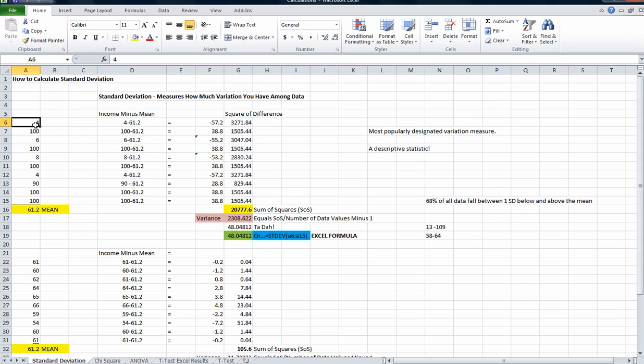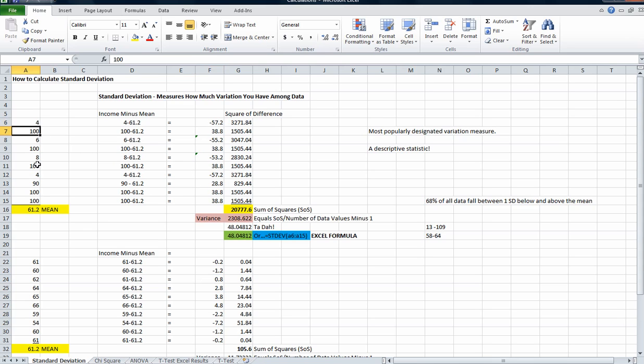So in this case, you would subtract this data point, 4, minus the mean. 4 minus 61.2, you get negative 57.2, and you would square it. You'd multiply it times itself. So if you can see in that square of difference, it's cell F6 times cell F6, and that is F6 right here.